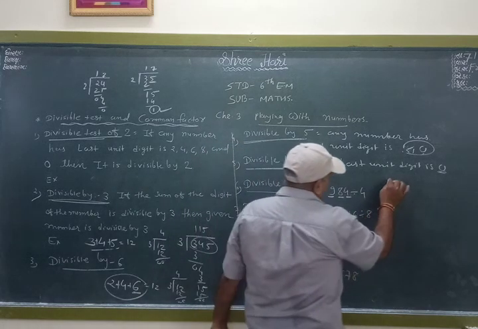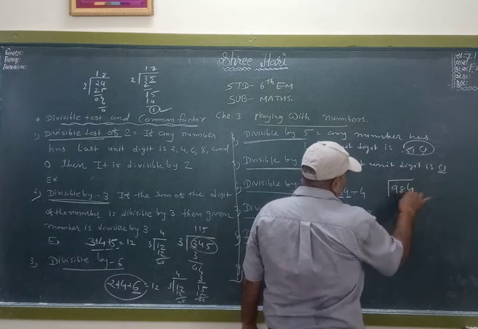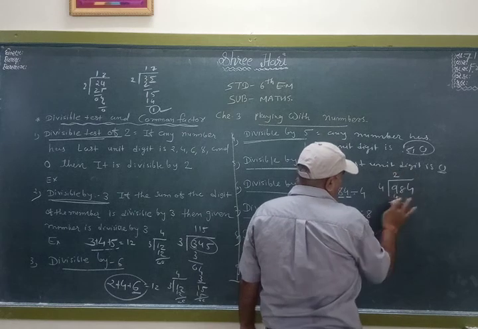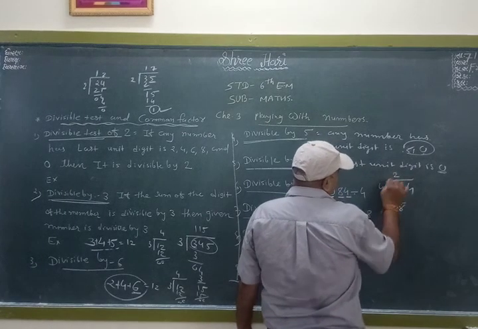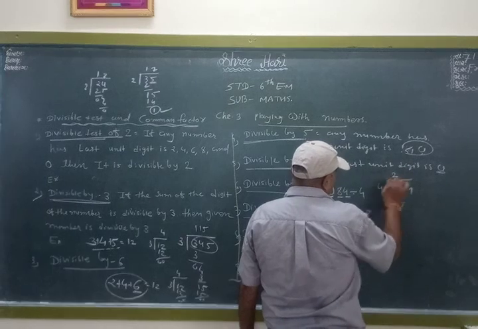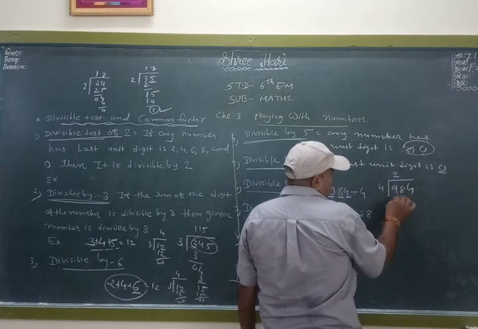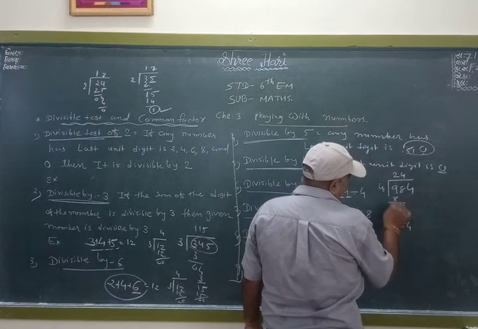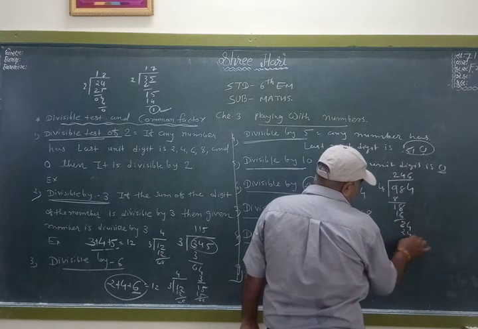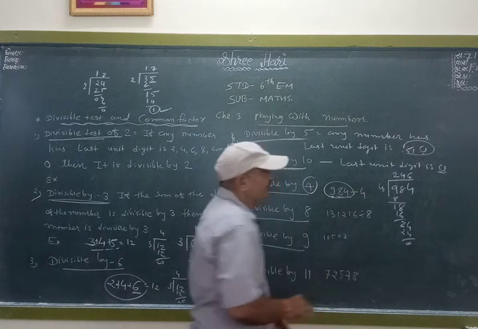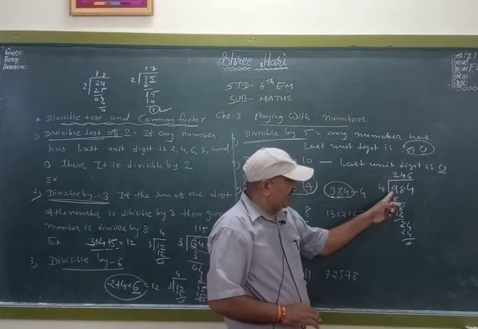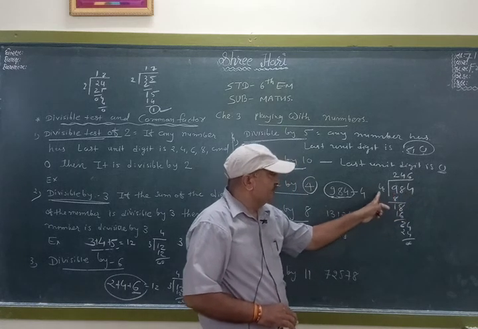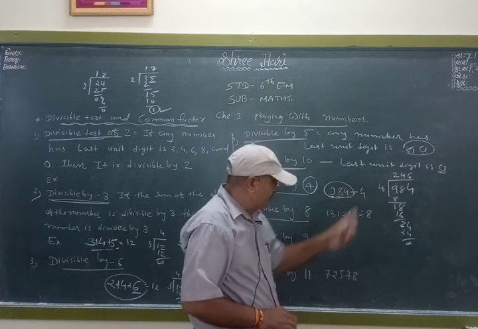Look here, 9, 8, 4. 4 1s are 4, 4 2s are 8, 4 3s are 12, 4 4s are 16, here 2, and 4 6s are 24. So if the last 3 digits, meaning unit, tens and hundred place, are divisible by 4, then we can divide the whole number by 4.